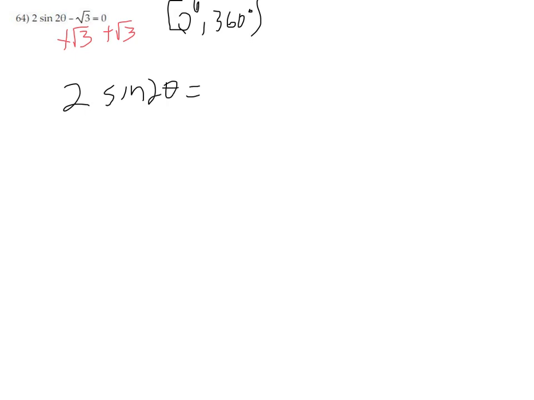This one's also between 0 and 360. We first have to solve for the sine. This gives us 2 sine 2 theta equals square root of 3. And divide by 2. Sine 2 theta equals square root of 3 over 2.